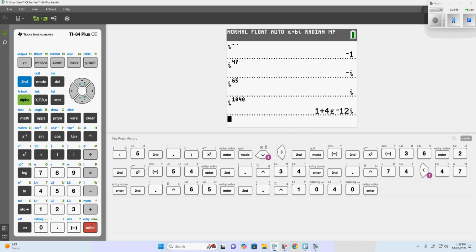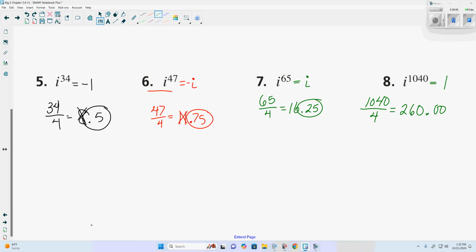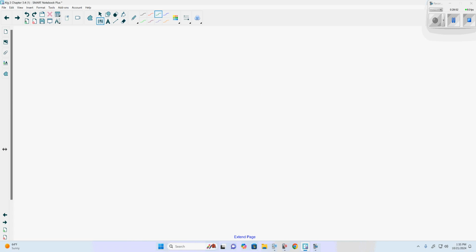e to the negative 12i. So what it gave us is this here. 1 plus 4e negative 12i. Now, what this is telling us here is that 4e is just another way to write a multiple of 10, or multiplying by 10. And the number after e is the exponent attached to it. The i is not a part of the exponent. So what we're saying is that we have 4 times 10 to the negative 12th.